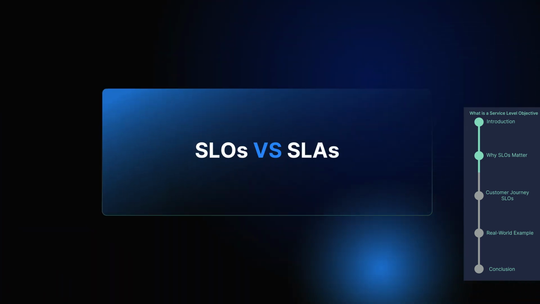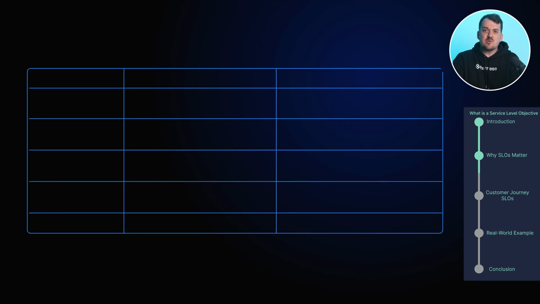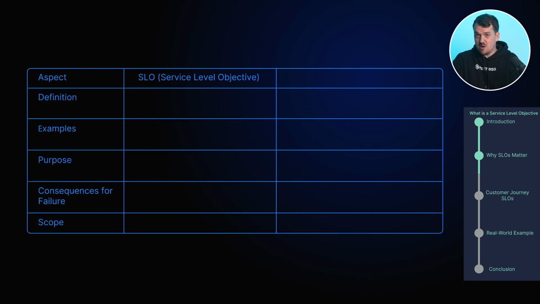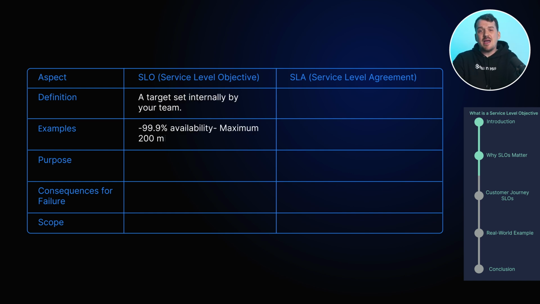SLOs versus SLAs. Let's clear up the difference between service level objectives, SLOs, and service level agreements, SLAs. An SLO is a target you set internally, like 99.9% availability or a maximum 200 millisecond response time. It's what your team strives to meet.